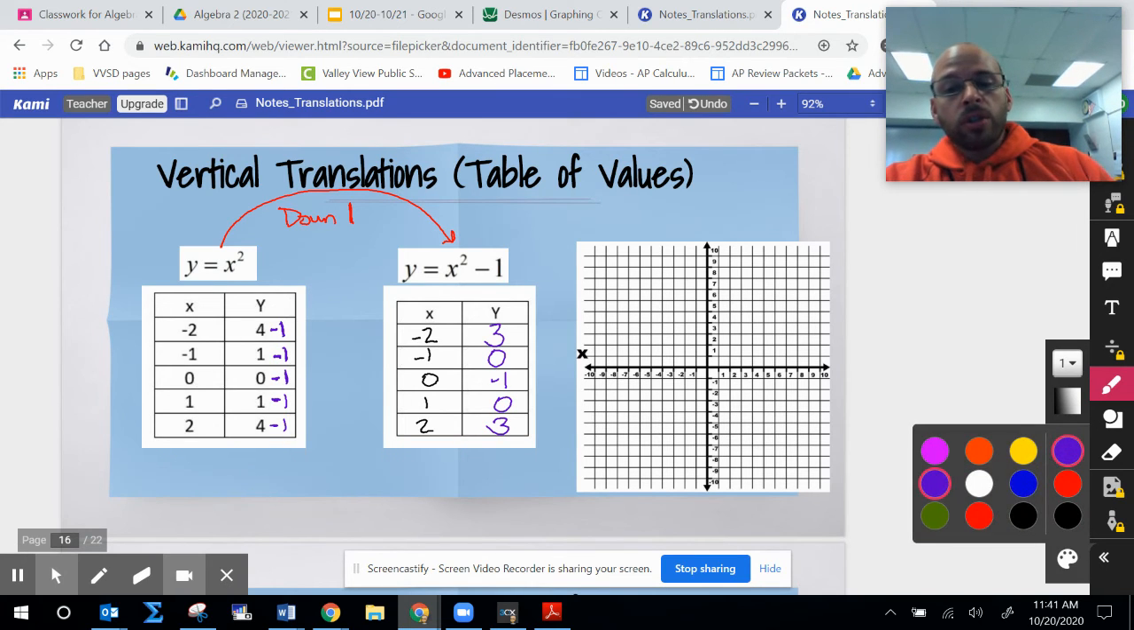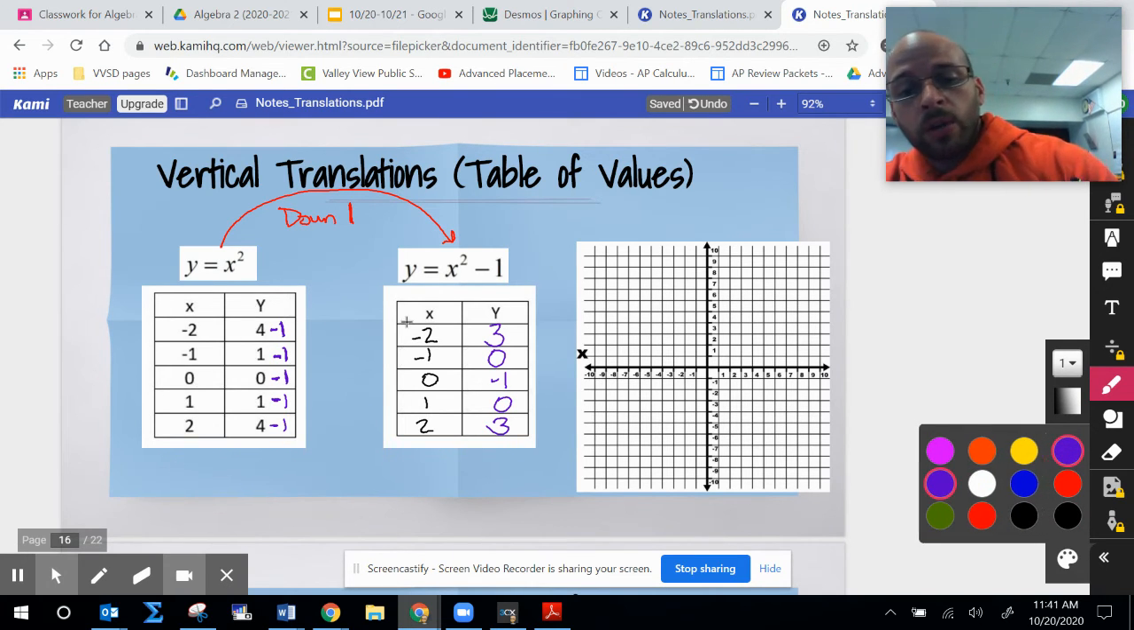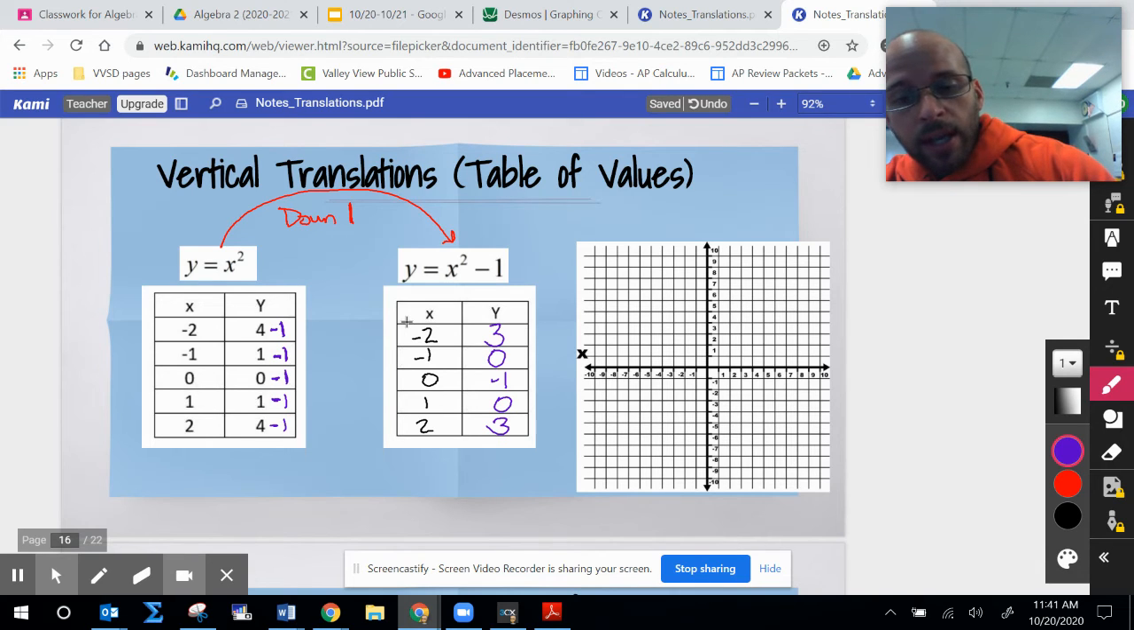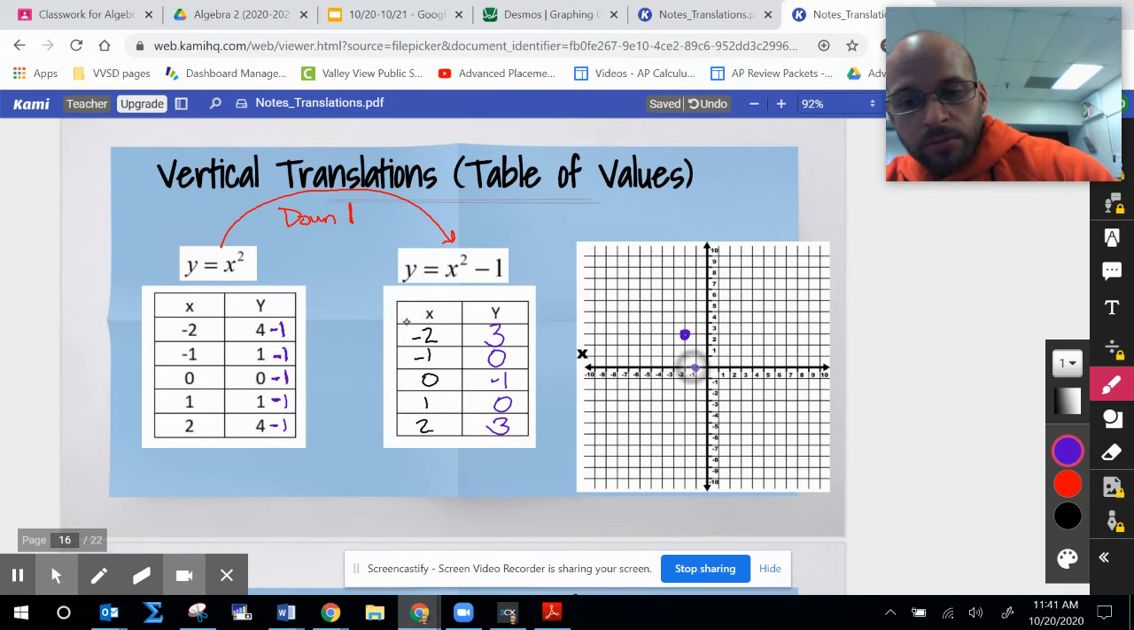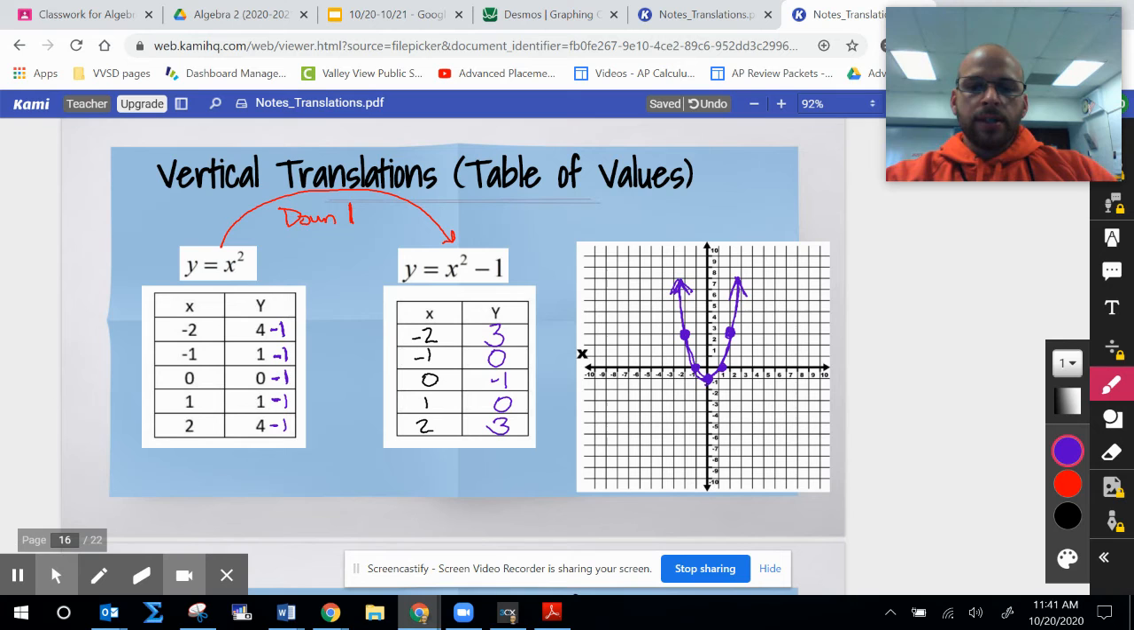So now I also included a little coordinate plane here because if we wanted to graph that, take a look at what it looks like. -2, 3. -1, 0. 0, -1. 1, 0. And 2, 3. I get a graph that looks like this.